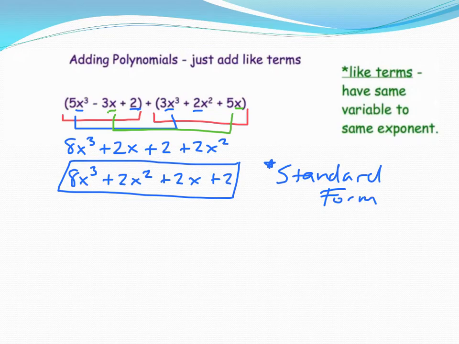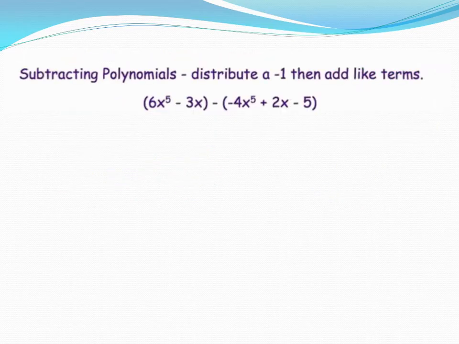So all I did there was I added these two trinomials together to get this type of polynomial. This one has 4. We haven't talked about that, but there's 4 terms there. So that would be a different type of polynomial. Okay, let's talk about how do we subtract polynomials.